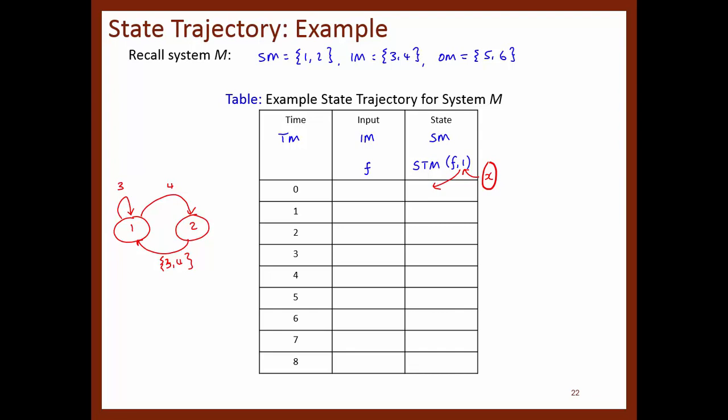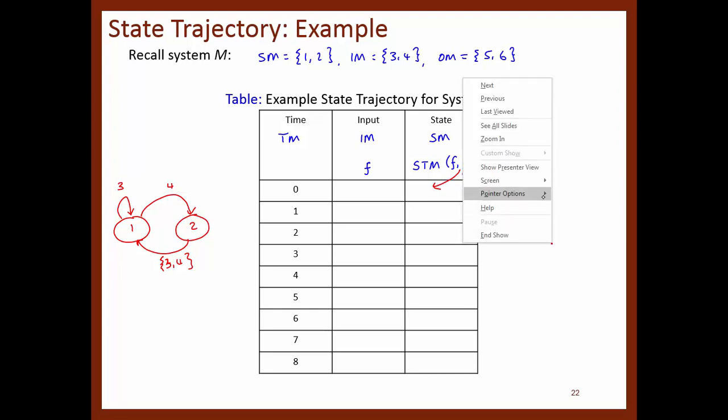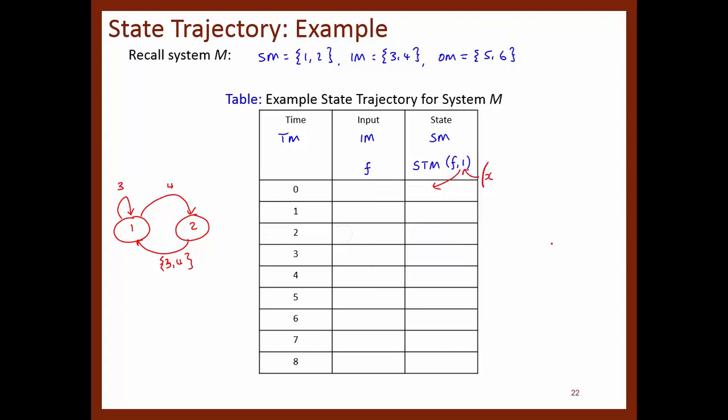I'm going to give you some inputs here, so let me define some inputs: 4, 4, 4, 4, 4, and then 3 and 3. So this input is given. This is what's happening at each time period. Now based on that, I want to know what is the next state of your system.